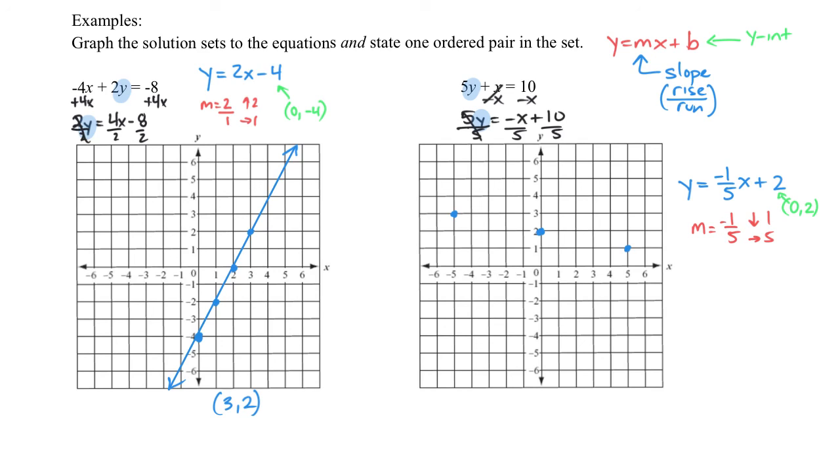Now let me draw in my line. That line is a little bit off. I'm going to draw it again. That one's a bit better. Arrows. State one set of coordinates in the solution. Well, how about this one right here? That's (-5, 3).